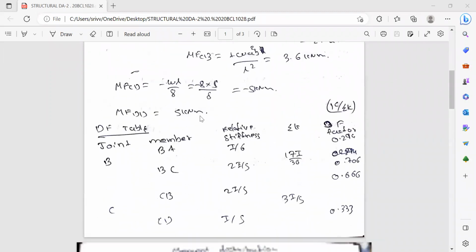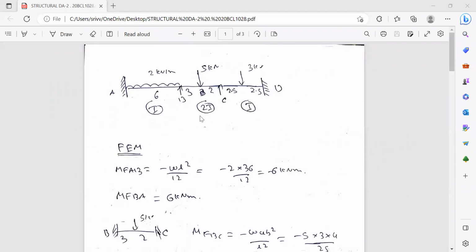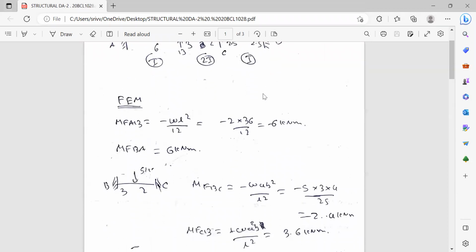So we're trying to find moment using a moment distribution table, the moment distribution method. And the first step to find moment is that we have to find fixed end moments for all the spans in the beam. Here we can see the three spans A, B, B, C, and C, D.